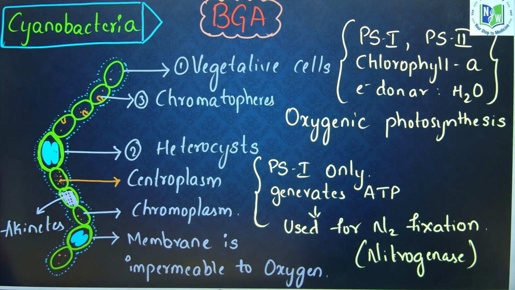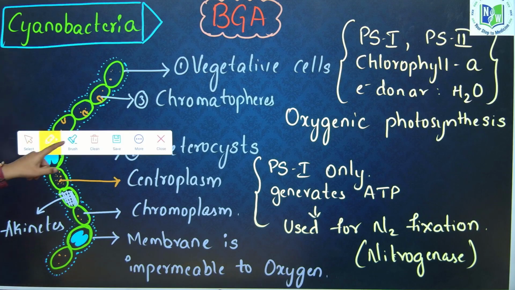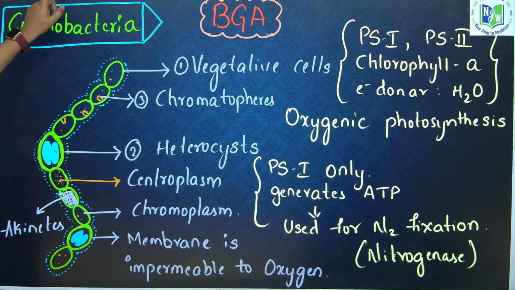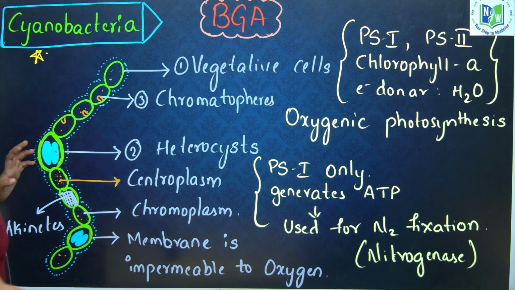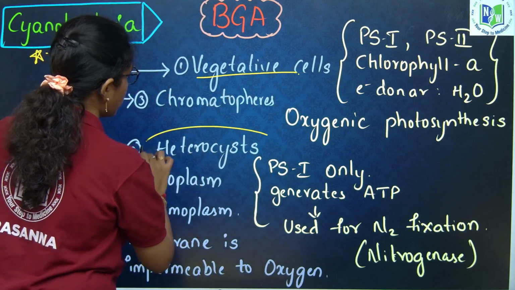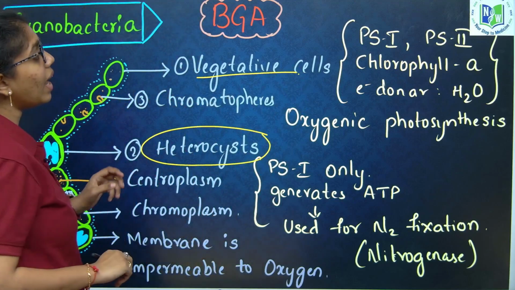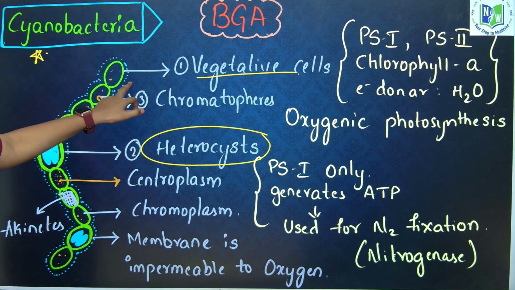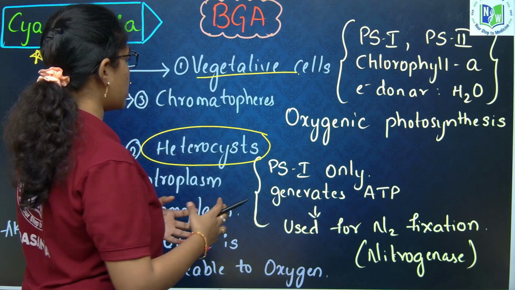Coming to eubacteria example, that is cyanobacteria. This structure is very much important. This is given in your NCERT diagram also and EAP set. So, this diagram is very important. Look into it keenly. Two types of cells are present in a cyanobacteria. One is vegetative cell and the other is heterocyst.